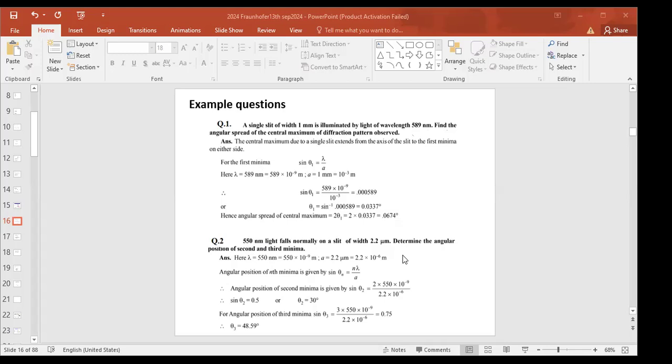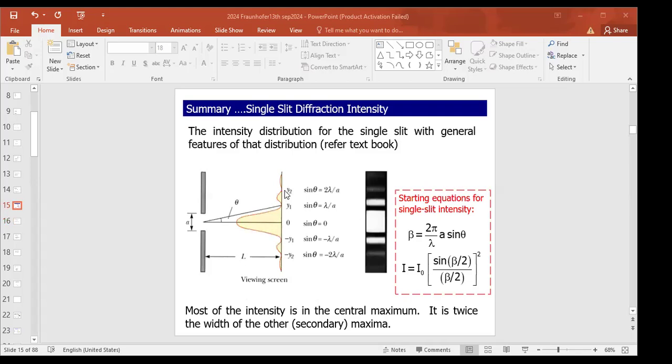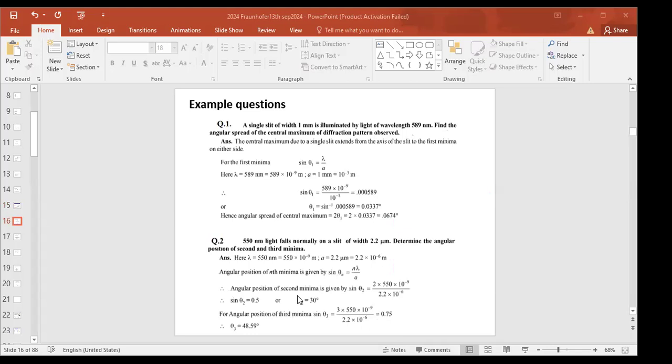This is another example. Lambda is given, the light falls normally on a slit, and the slit width is given. You have to be very careful about the units. Determine the angular position of the second and third minima. You can calculate the theta value for the second and for the third, then subtract these two values. For the general case, put n equal to 2 to get the second one, and n equal to 3 to get the third one. Very simply, you use that equation.